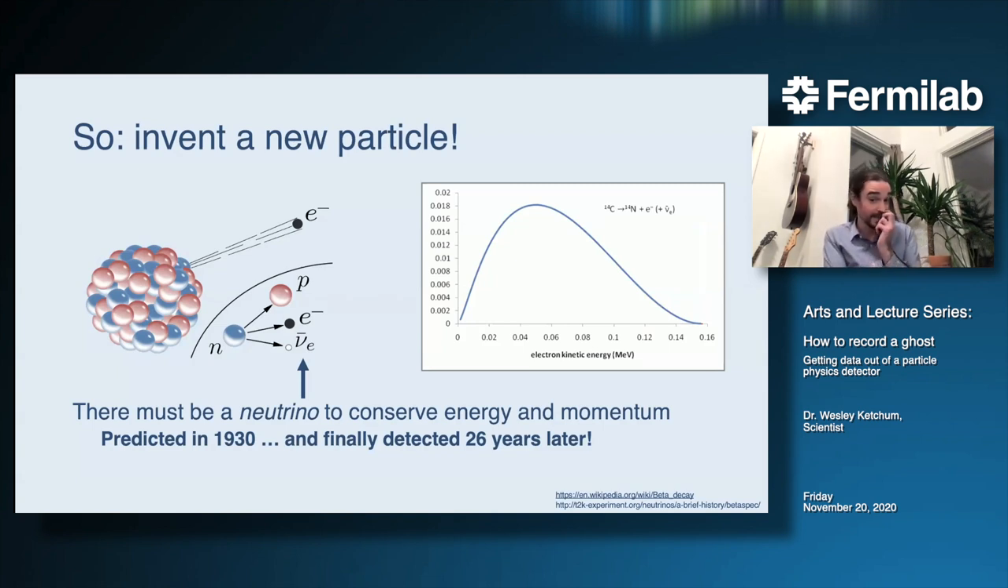This prediction that the neutrino must exist came in 1930, and it was finally detected 26 years later. So it took a long time to get positive proof that this new particle existed. But after some heroic efforts to make these measurements, it was experimentally confirmed that yes, indeed, there is this extra particle that's carrying away some of this energy, and that it's part of these decays.